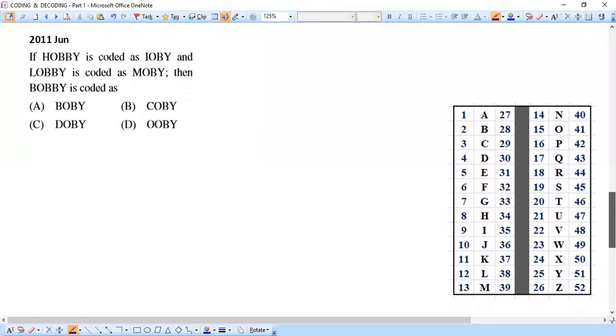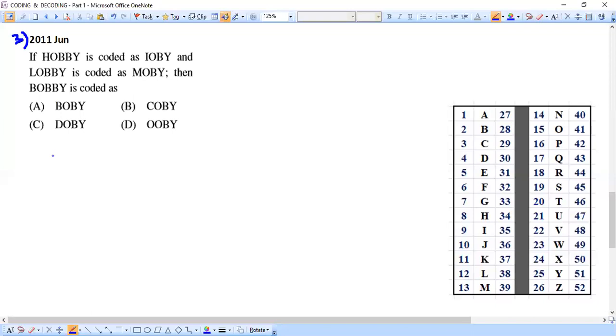Coming to the third question. This question is from the year 2011, June. This question looks little strange than what we have seen in the previous. Anyways, let's try this.